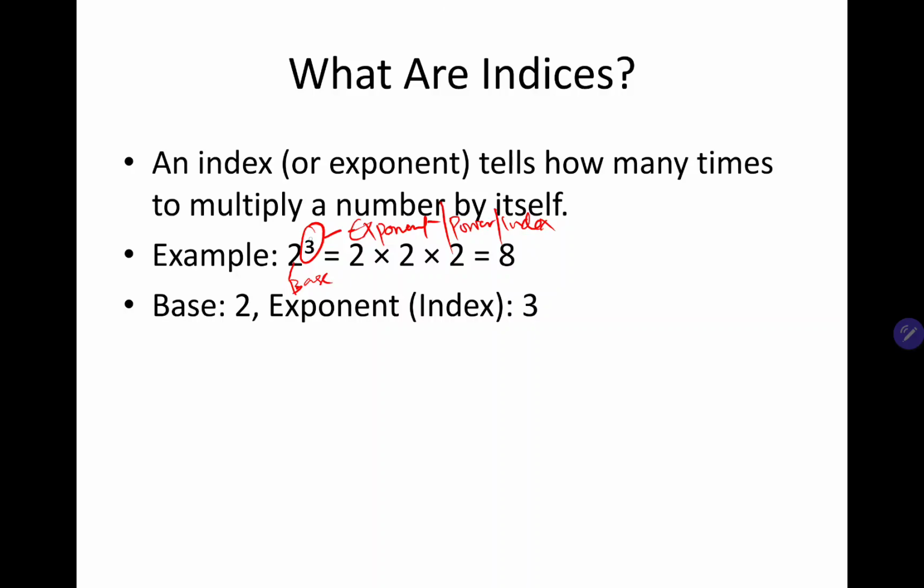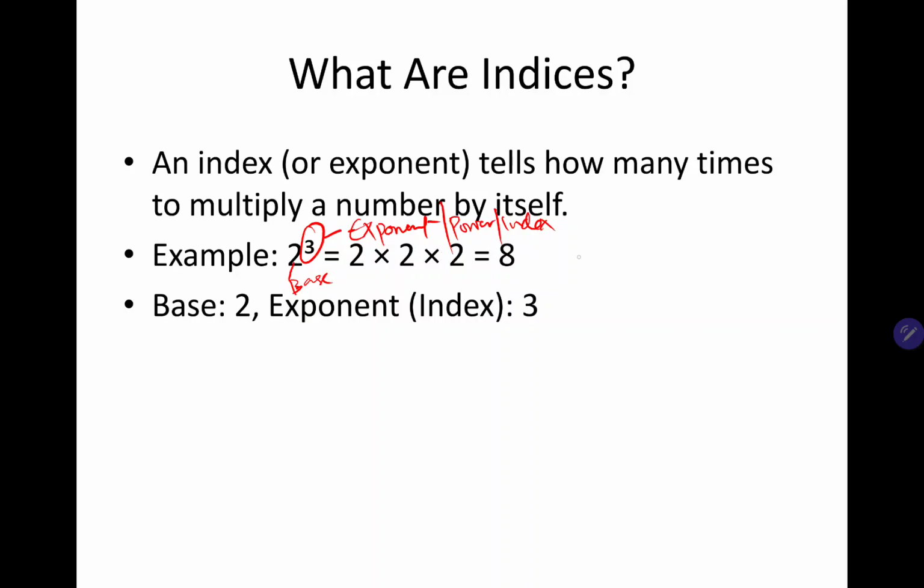So the index tells you how many times to multiply the base by itself. Here 2 is the base, the index is 3. The index is saying multiply 2 by 2, 3 times, which gives you 2 by 2 by 2, which is 2 times 2 times 2, which is 8.